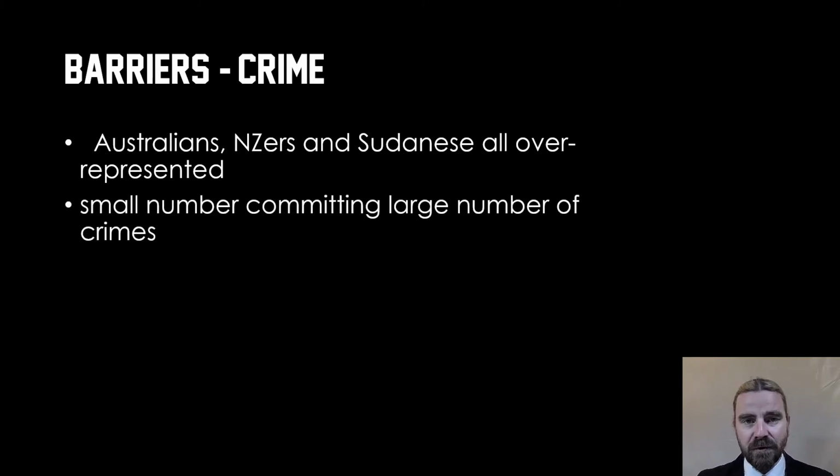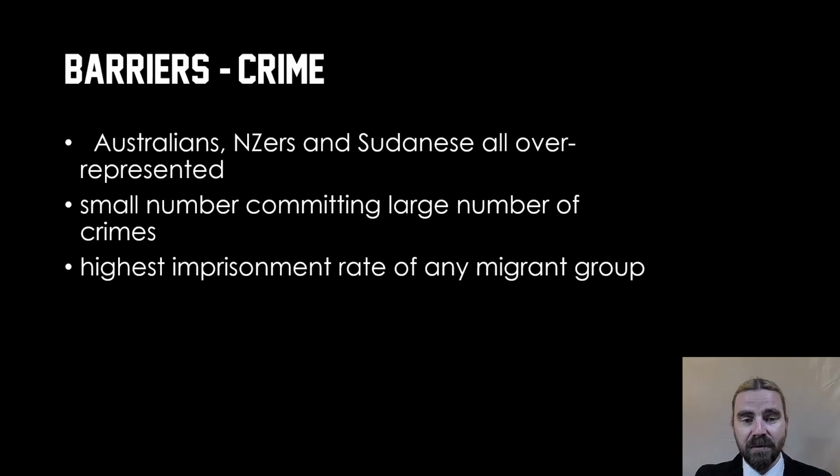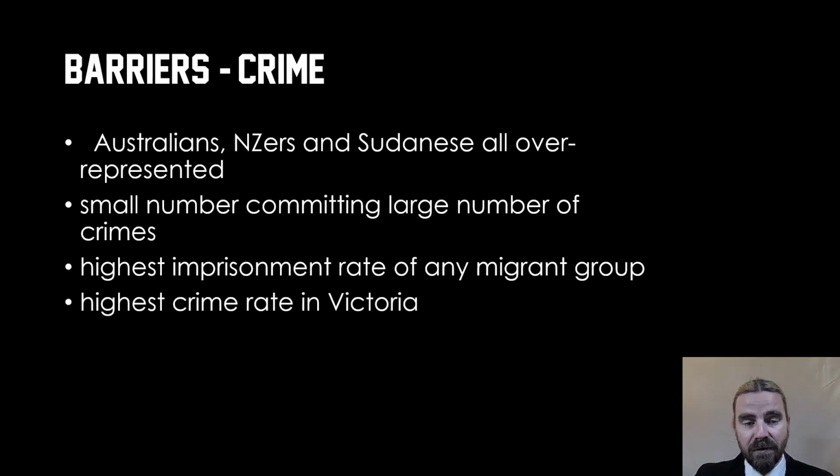In terms of Sudanese Australians, there's a small number of people who are committing a large number of crimes. That's what you see if you delve quite deeply into their crime statistics. It's not a broad range of Sudanese Australians committing a lot of crimes. You've got this small hardcore that are committing heaps of crimes, which pushes the statistics up. They have the highest imprisonment rate of any migrant group in Australia, and Sudanese Australians do currently have the highest crime rate of any migrant group in Victoria.